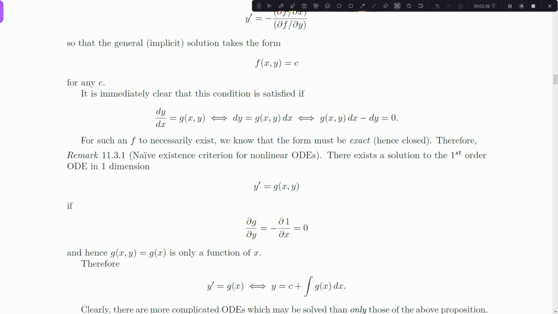That's not going to be good enough for us, right? This is not even a nonlinear ODE anymore. All of a sudden it's linear, so there must be something more clever going on.